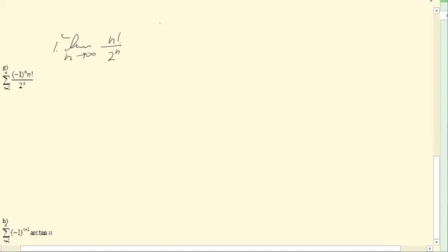Let's expand this n factorial. So 1, 2, 3, 4, 5, 6, all to n. 2 to the n, of course, is 2, 2, 2, all the way out. So the question is, for what value of n does this thing show some kind of a direction as to what's happening?